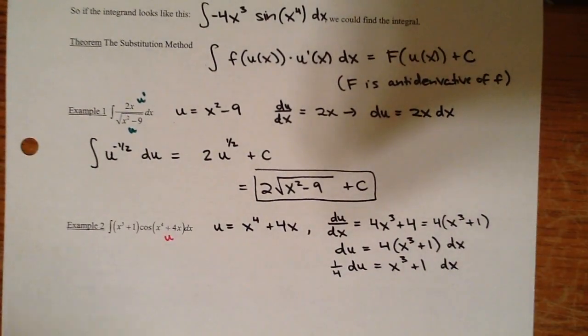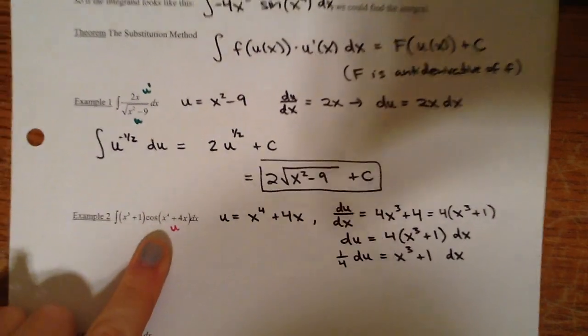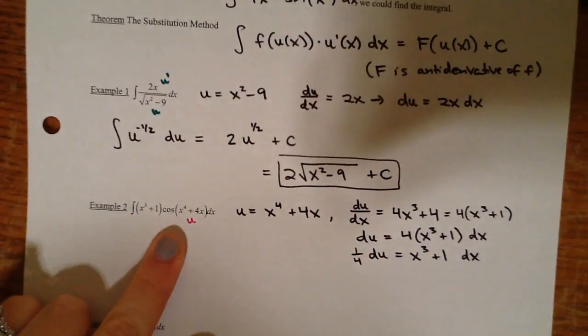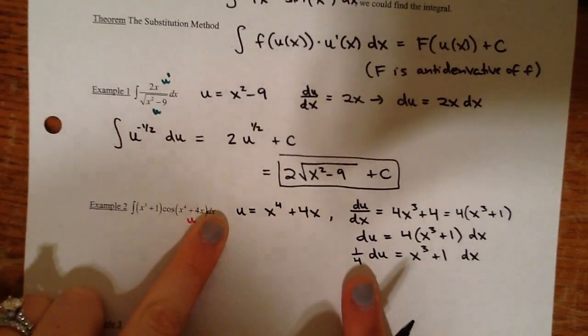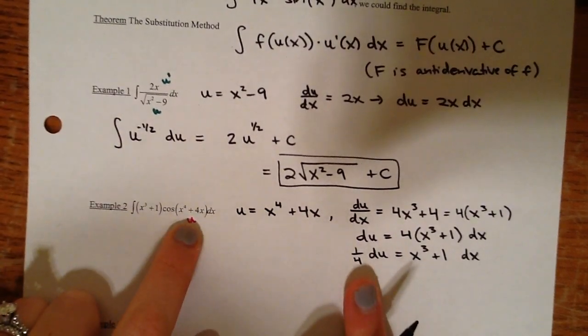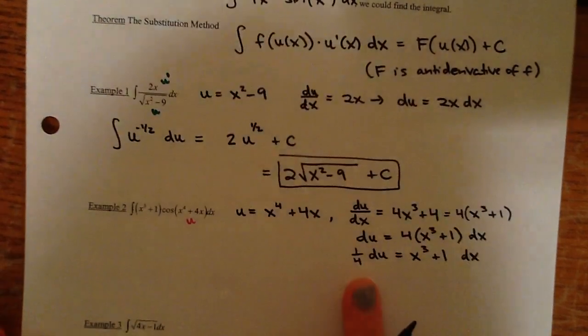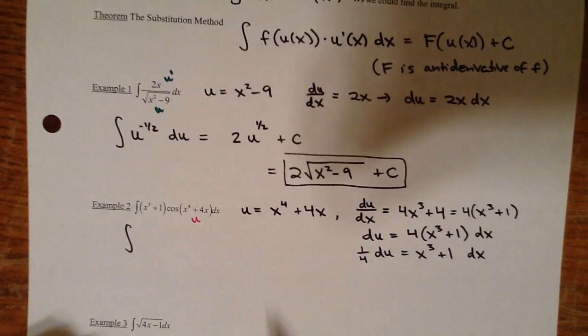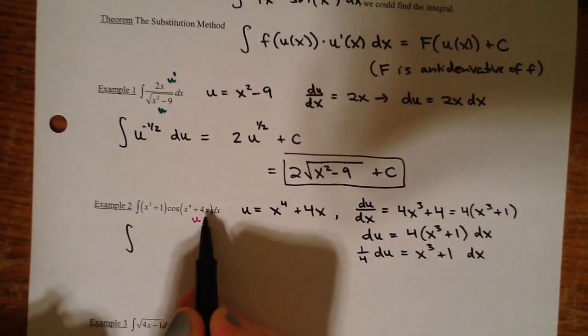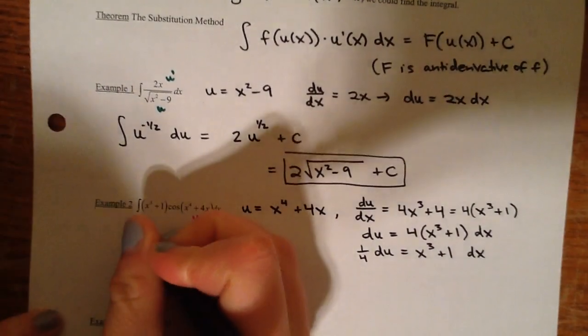Now we've got enough information to sub out everything in terms of x and replace it with stuff in terms of u. The x cubed plus 1 dx, we're going to replace with 1/4 du. And the x to the 4th plus 4x, we're going to replace with a u. So let's do our next round where we replace that entire integral. This piece right here becomes the cosine of u. So I'm going to write that.